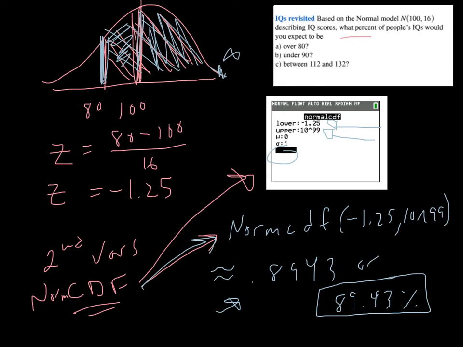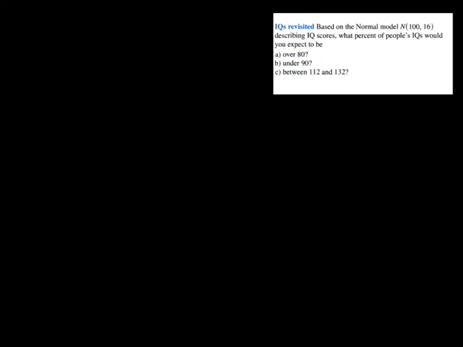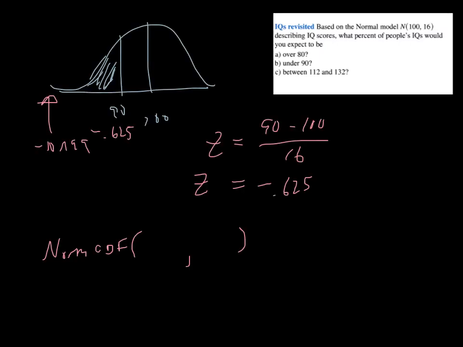Let's try the under 90 question next. For the what percent would be under 90, why don't you take a minute, draw the picture, calculate the z-score, and then stop. Press pause now and try that. Okay, here's my drawing. Under 90, start at 90, which is below my mean of 100, and less is to the left. Less is left.